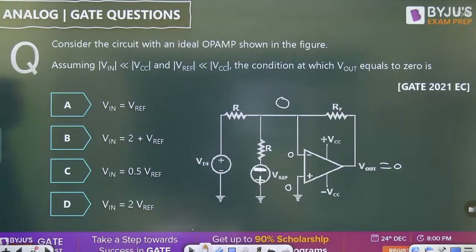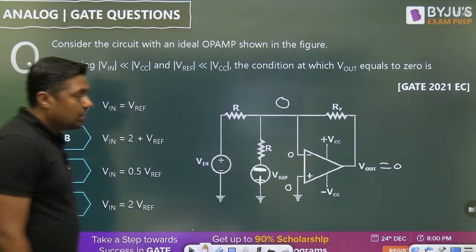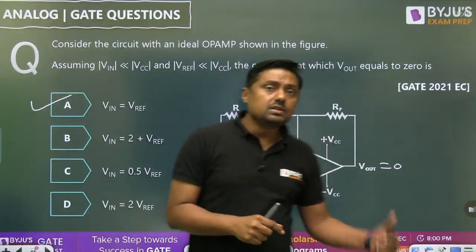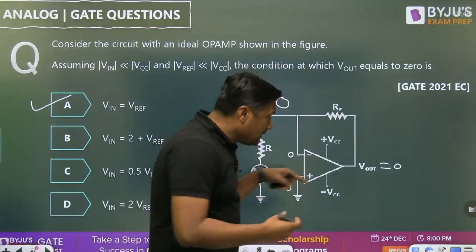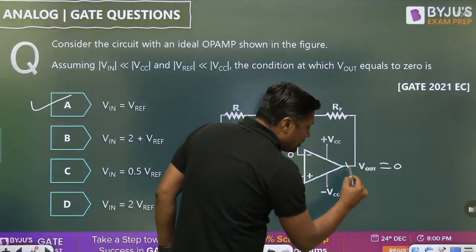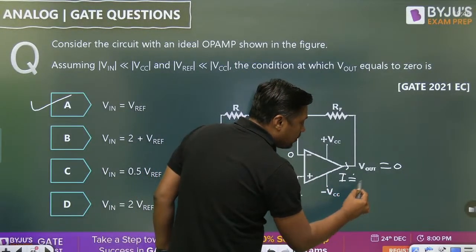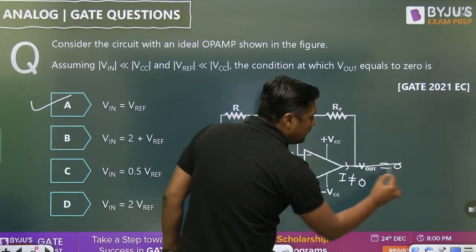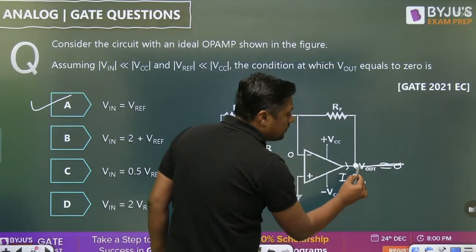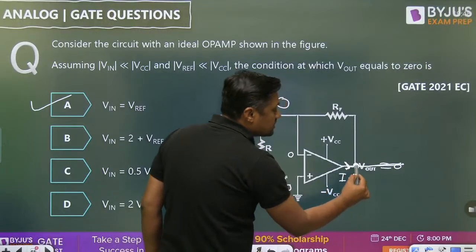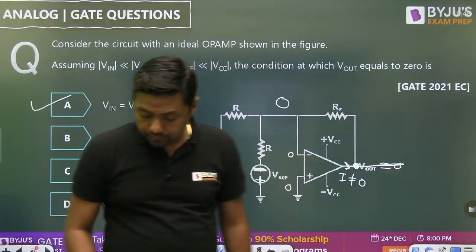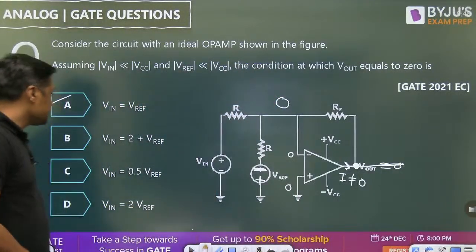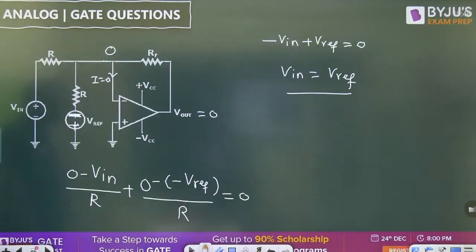So in operational amplifier, remember one thing. At this terminal, what is the current entering into the operational amplifier? 0. But at this terminal, what is the current entering into this portion? It is not 0. Always remember, when we have to write the KCL at this point, we have to consider the current through this branch. It is not 0. Okay, next one. So that is the answer. Very easy question.